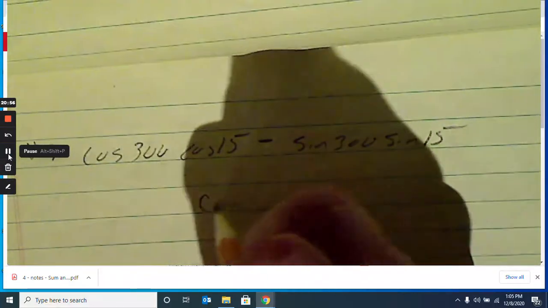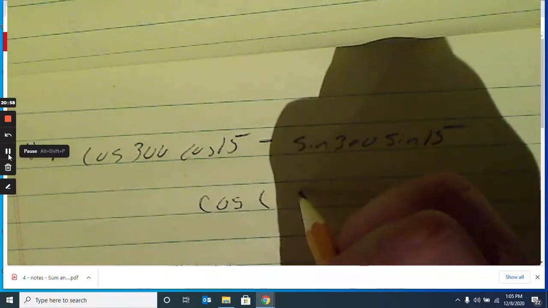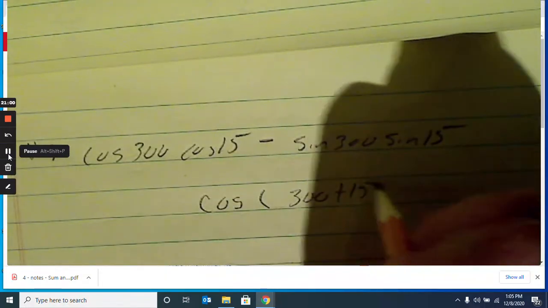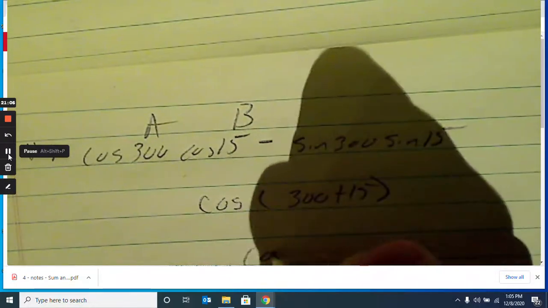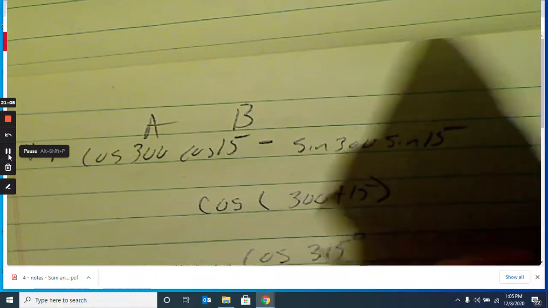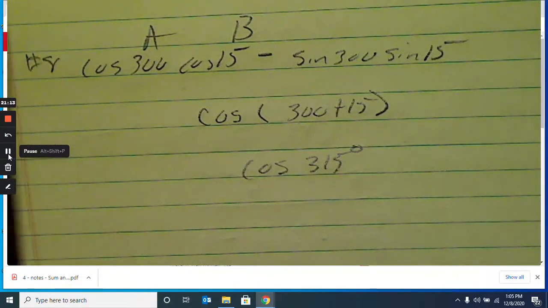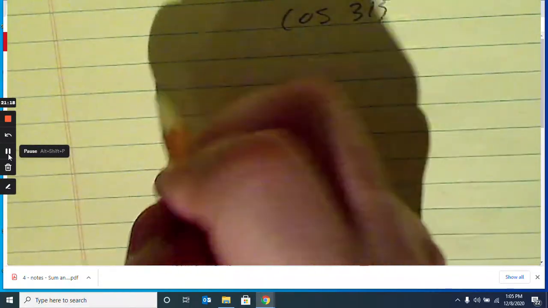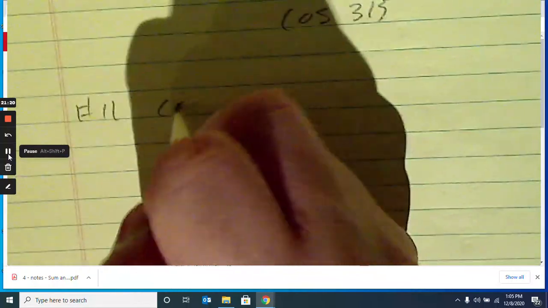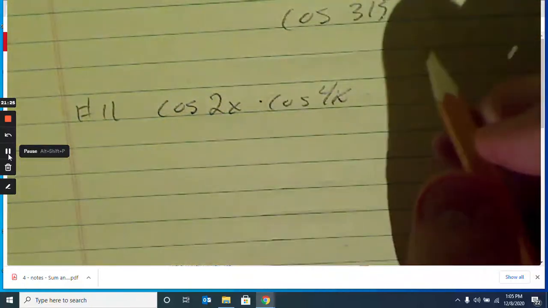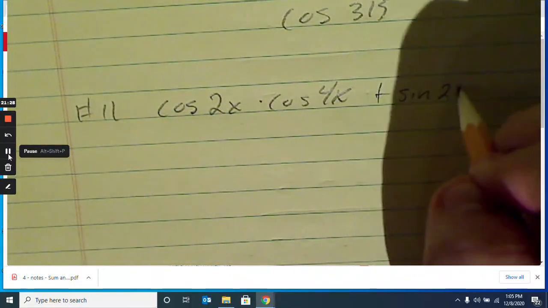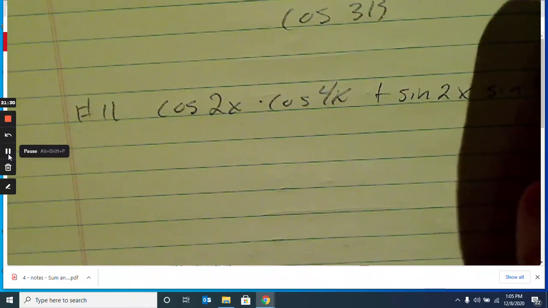So basically, this is going to reduce to cosine of 300 plus 15. So this is A, this is B. So it reduces to cosine of 315 degrees. That's all you're doing in a condensation. You could have the same thing with something other than that. So if we had cosine of 2x times cosine of 4x plus sine of 2x sine 4x.